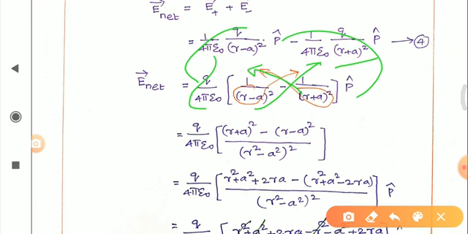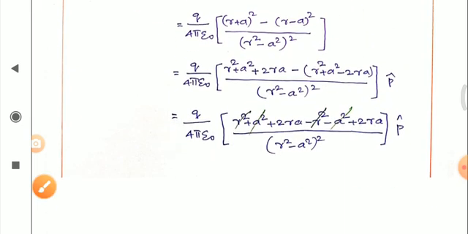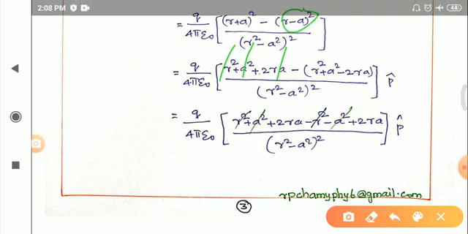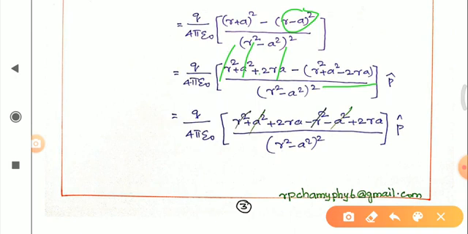Now we can use the formulas for (a plus b) whole square and (a minus b) whole square, which are explained in this step. Here (r plus a) whole square is r square plus a square plus 2ra. The minus is a separate term, so in this bracket I mentioned r square plus a square minus 2ra. When we multiply the minus into the bracket, it becomes minus r square minus a square, and minus times minus gives plus 2ra.